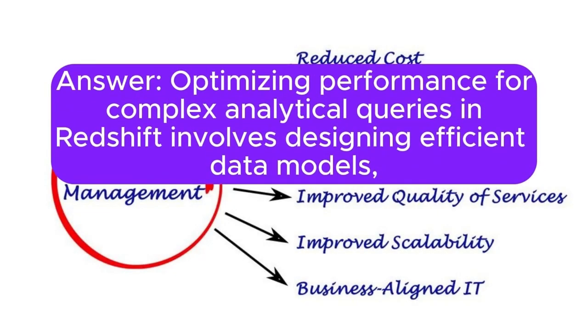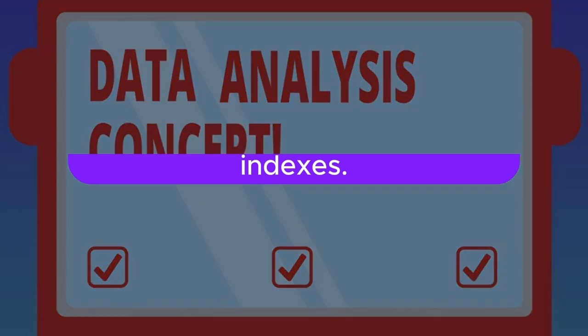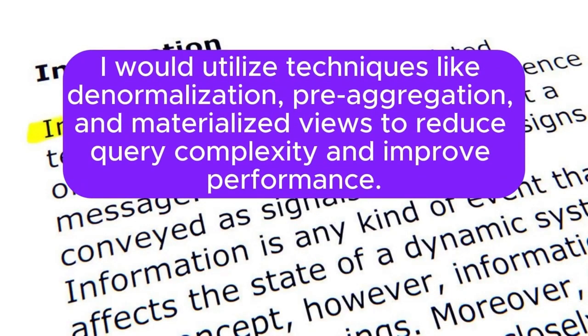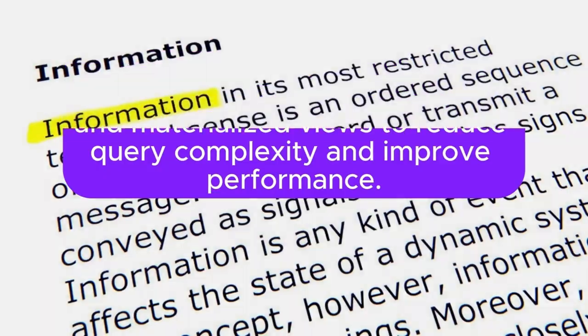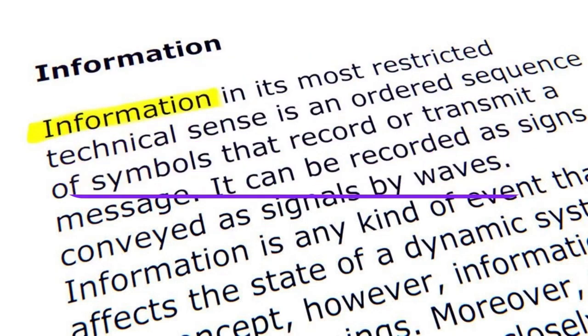Answer: optimizing performance for complex analytical queries in Redshift involves designing efficient data models, selecting appropriate distribution and sort keys, and creating appropriate table constraints and indexes. I would utilize techniques like denormalization, pre-aggregation, and materialized views to reduce query complexity and improve performance. Monitoring and tuning query execution plans and optimizing query parallelism settings further enhance performance for analytical workloads.